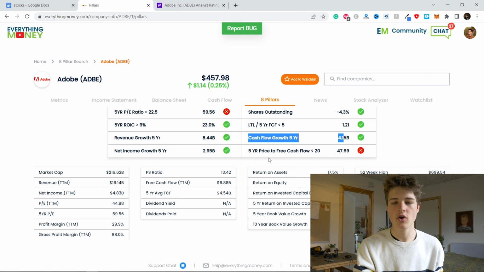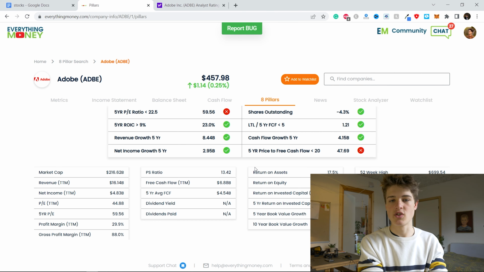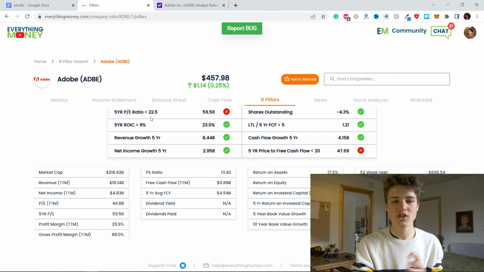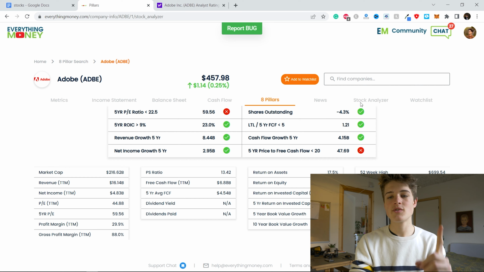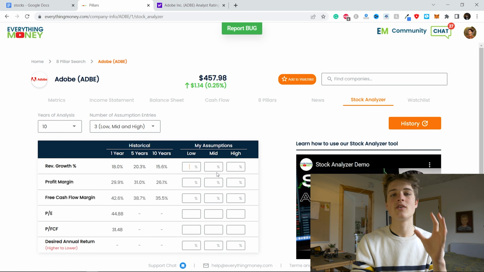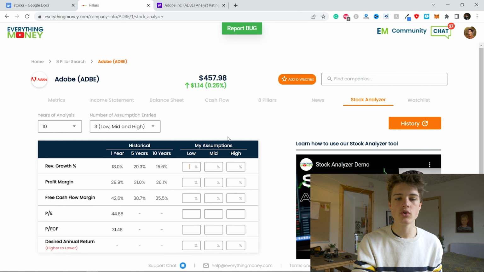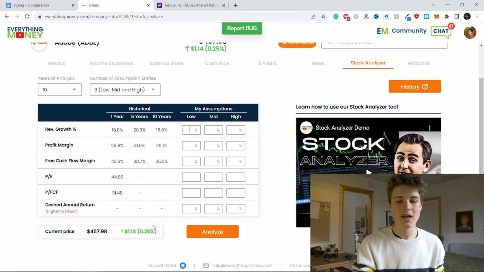The only 2 X's here are the value indicators. This doesn't necessarily mean that we are going to skip the stock because, you know, for example, I just bought Facebook, right? And Facebook also doesn't check these 2 marks here, even though it has fallen like 50% or something. That is why we use the stock analyzer tool, because it allows us to put in our assumptions about the future, low, mid, and high, and then when you hit the analyze button, we get a price target.